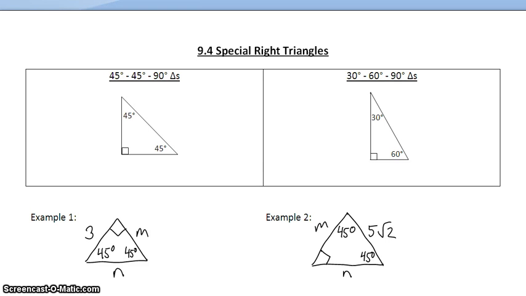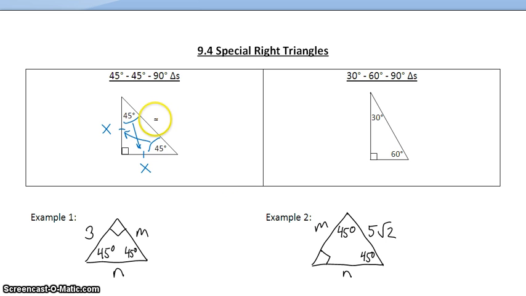Today we're going to go over the two special right triangles. The first special right triangle is a 45 degree, 45 degree, 90 triangle. In a 45 degree, 45 degree, 90 triangle, two of the angles are the same, which means that two of the sides are also going to be the same. We have an isosceles right triangle. If this side is x long, this side is also x long, and our hypotenuse is longer than either leg.